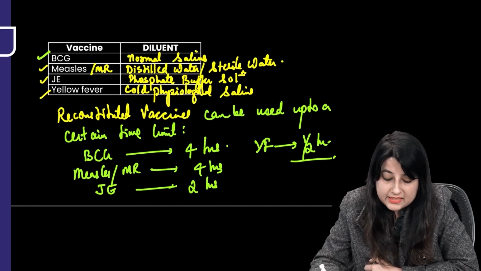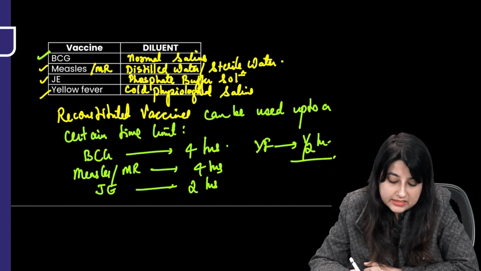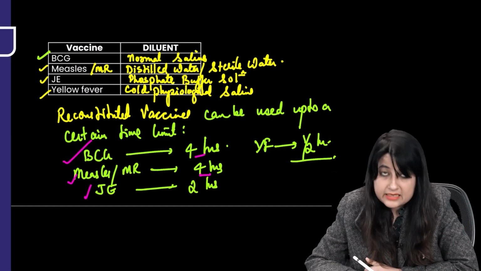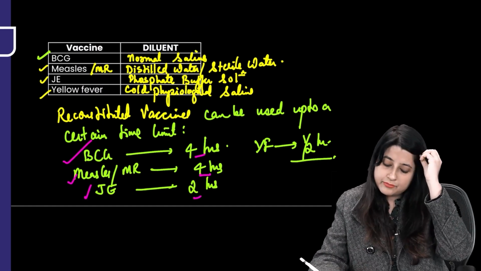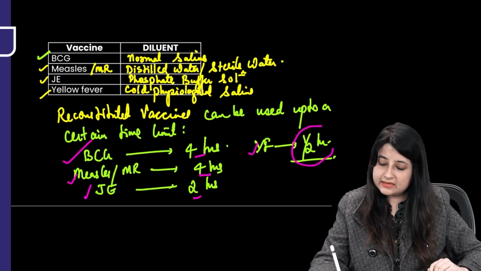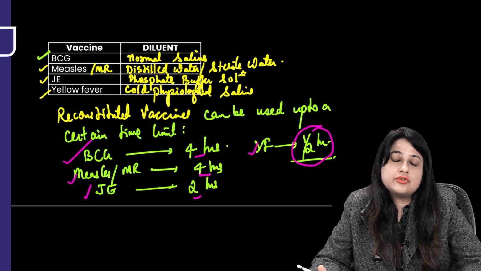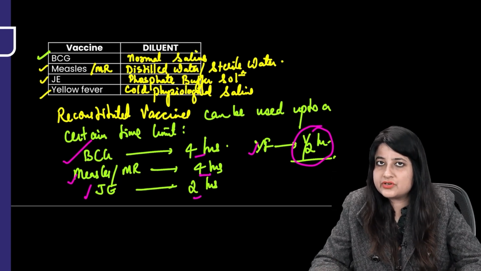So BCG vaccine, we are going to use it up to how many hours? Up to 4 hours. Measles or measles rubella, up to 4 hours. Japanese encephalitis, up to 2 hours, and yellow fever vaccine, up to half an hour. So reconstituted vaccines can be used up to a certain time limit.